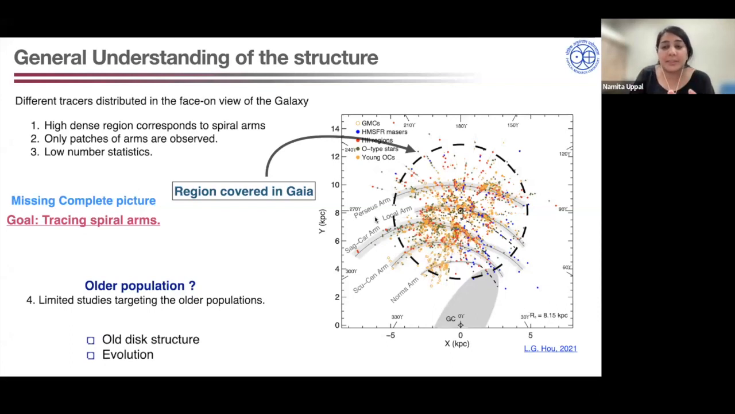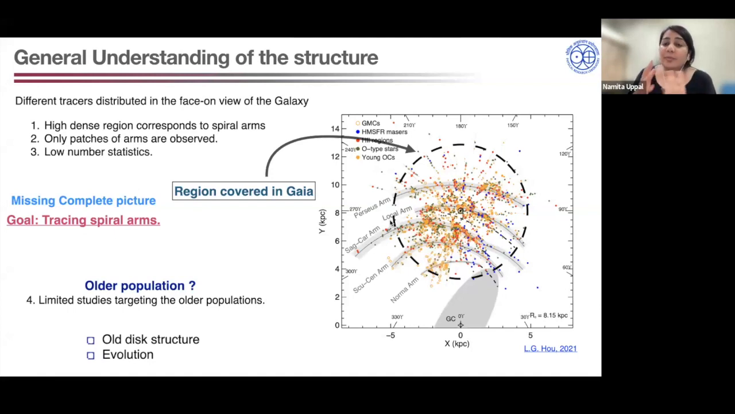Some information is missing. Also, Gaia has provided us parallax for 1.7 billion stars. But for good parallax measurements, where the distance accuracy is very good, we can probe only up to the distance marked by this circle. So only the structures present within this circle can get traced, but not beyond that. So again, there is limiting information.